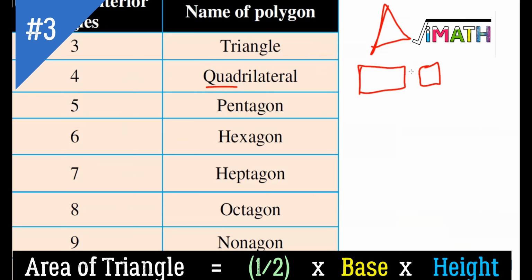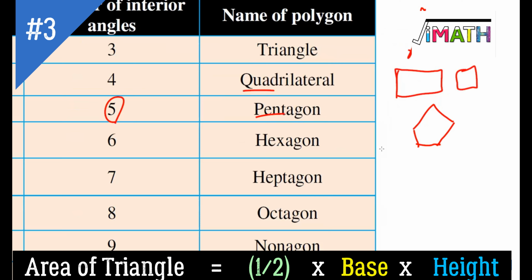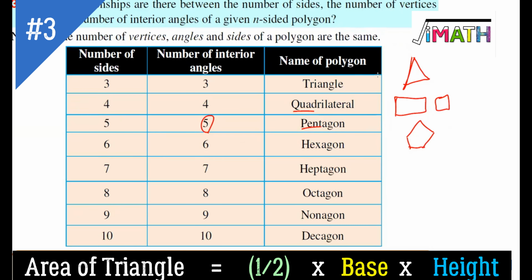And if you have a pentagon, penta means five, so you would have five edges, like one, two, three, four, and five. If it has five sides, we're going to call it a pentagon. And hexa means six, hepta means seven, octa means eight, nona means nine, and deca means 10. Try to memorize them here.